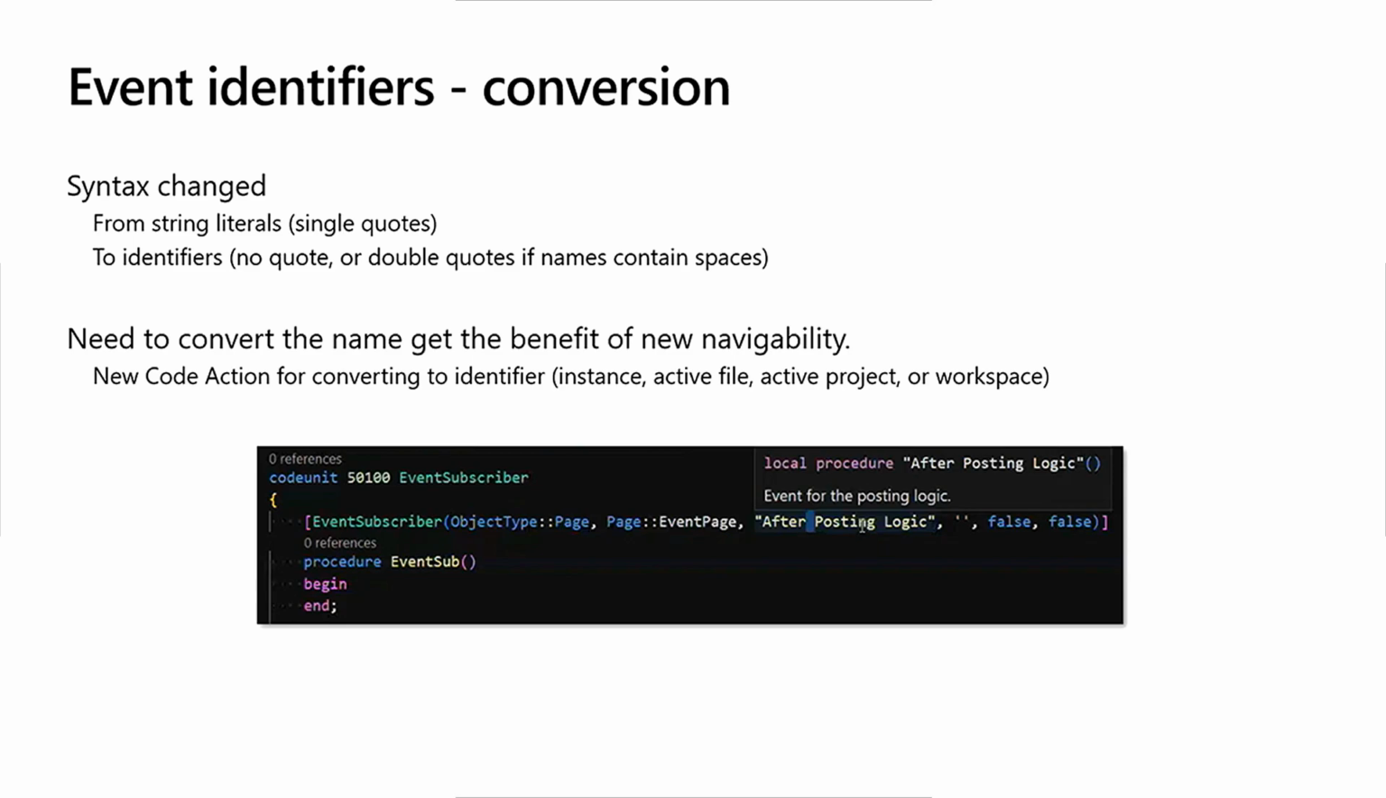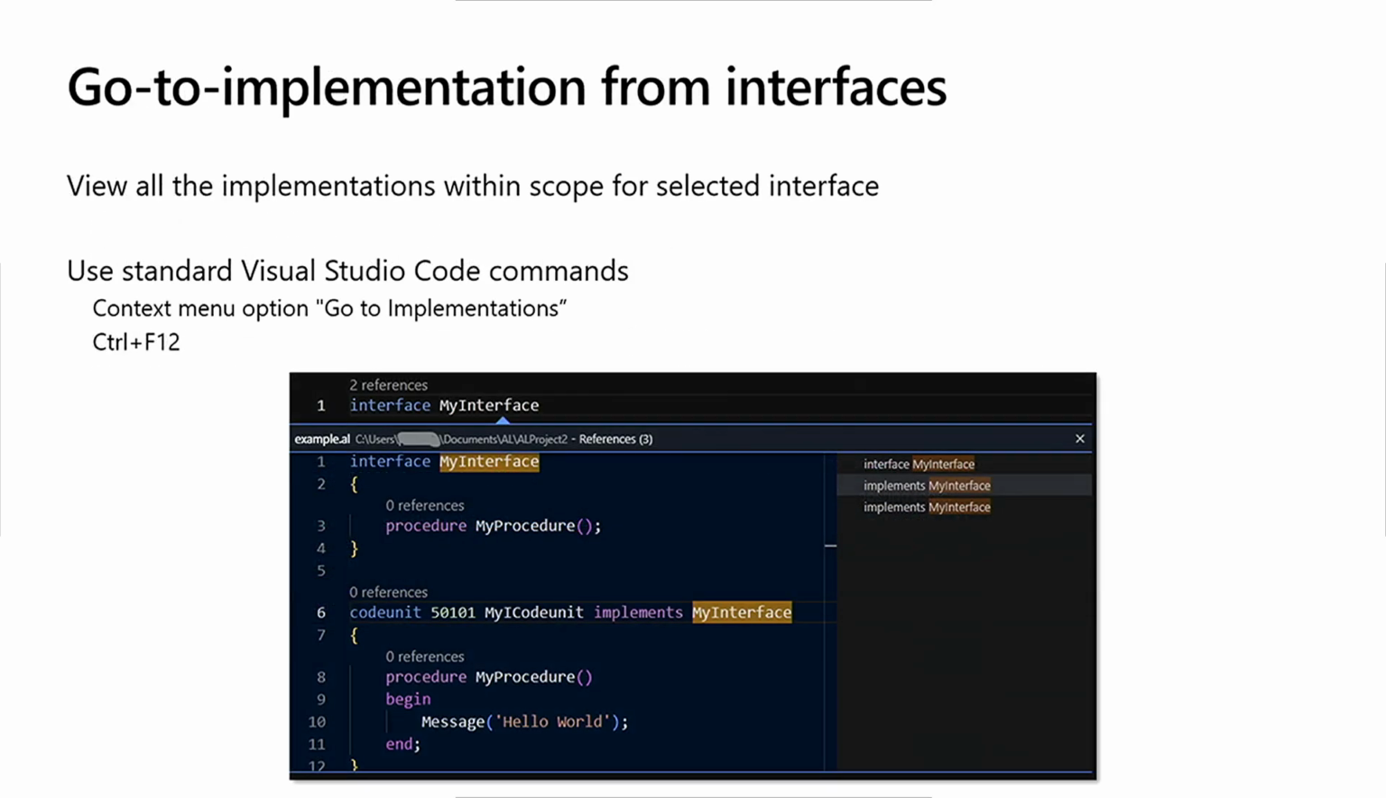We took this idea also to interfaces, where we added go to implementations. This allows you to pick an interface and see all the implementations of that interface quite easily. Right-click, press go to implementations, or Control F12 if you want to use the shortcuts.